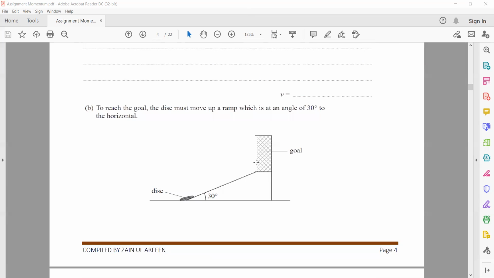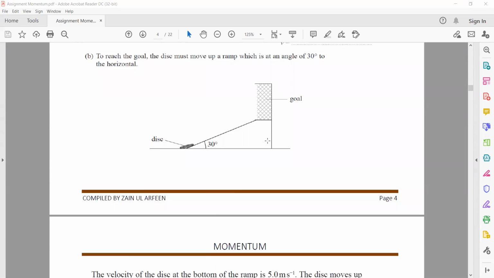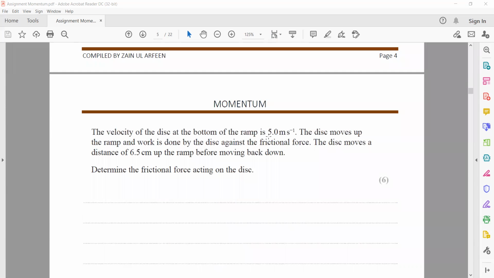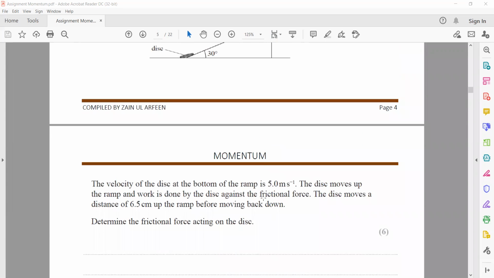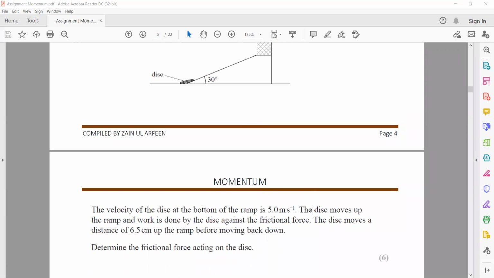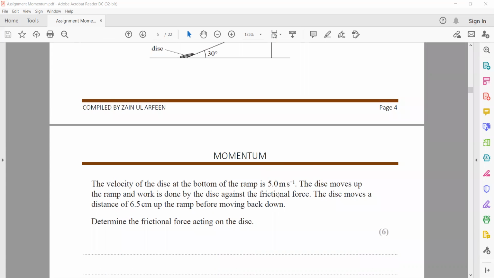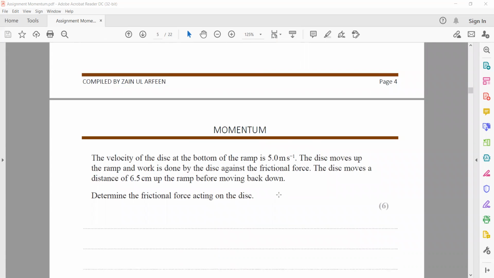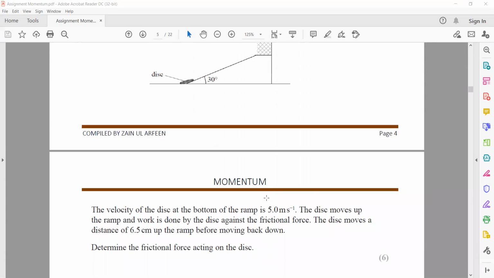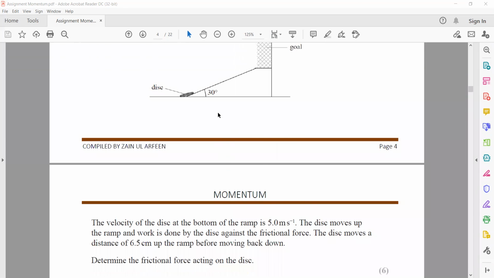To reach the goal, the disc must move up a ramp which is at an angle of 30 degrees to the horizontal. The velocity of the disc at the bottom of the ramp is 5 meters per second. The disc moves up the ramp and work is done against the friction. The disc moves a distance of 6.5 centimeters up the ramp before moving back down. Determine the frictional force.